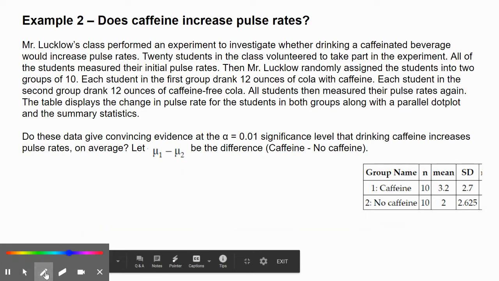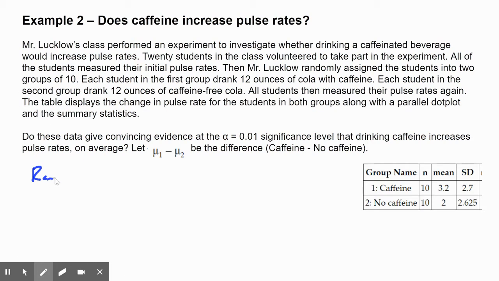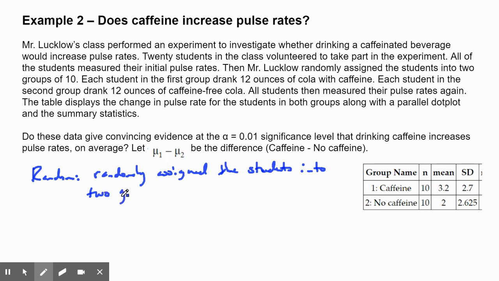Let's finish the plan. When you do the plan, you have to do the two conditions. So let's first do the random condition. 20 students volunteered. Then Mr. Lucklow randomly assigned the students into two groups of 10. So that's where we're going to put randomly assigned the students into two groups of 10. Good. And now we do the normal large sample.